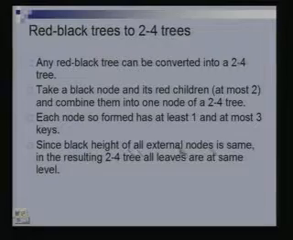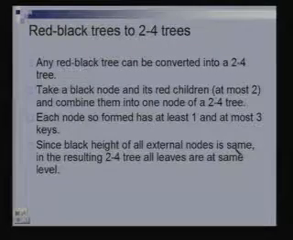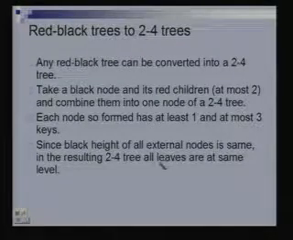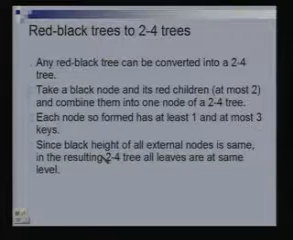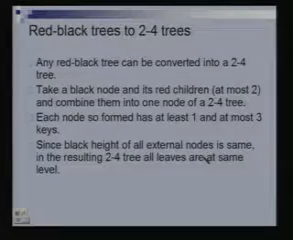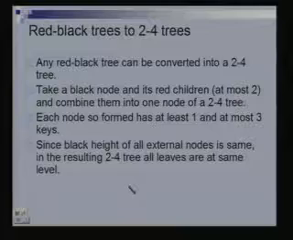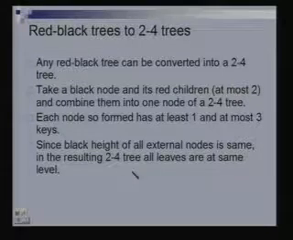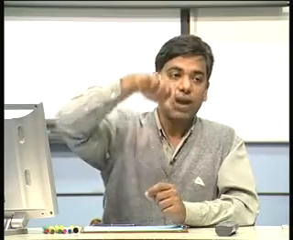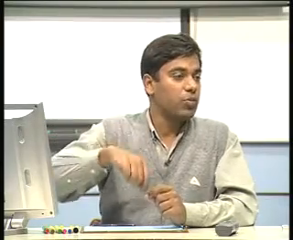Now furthermore, black height of all external nodes is the same. So in the resulting 2,4 tree, all leaves will be at the same level. Now this might not make too much sense. What are we saying? Black height of all external nodes is the same. So if I start from an external node and I go up the tree, the number of black nodes I encounter would be the same no matter which leaf I started from.